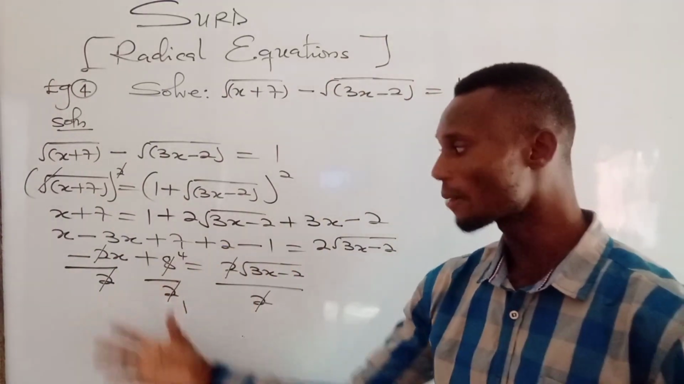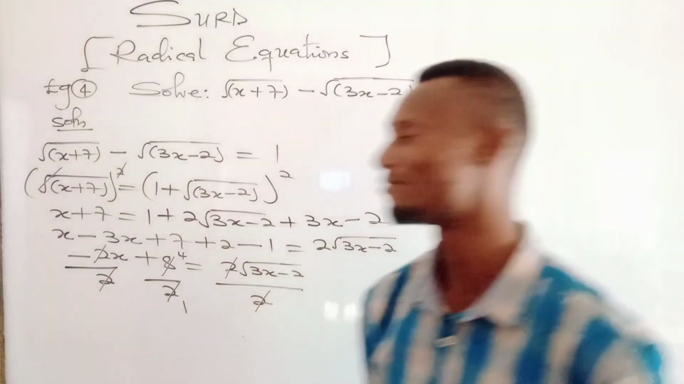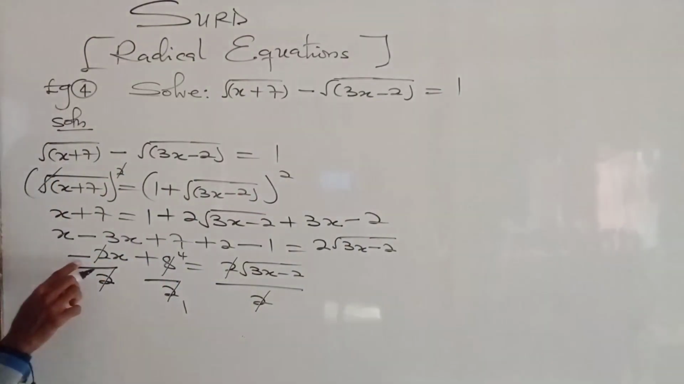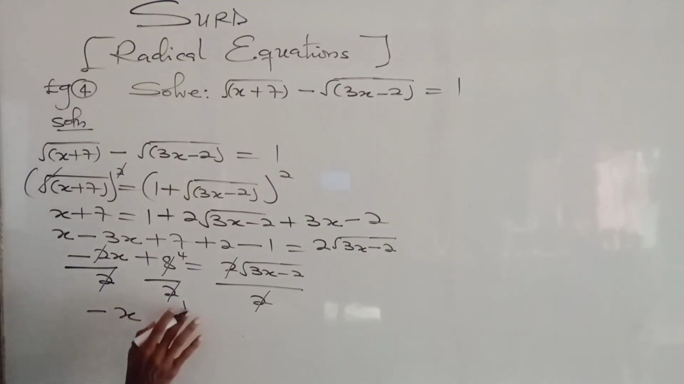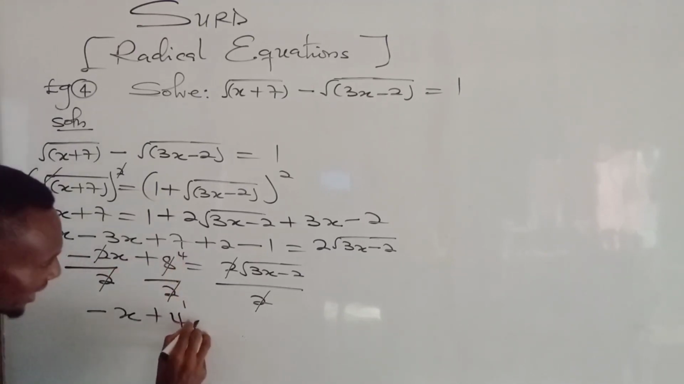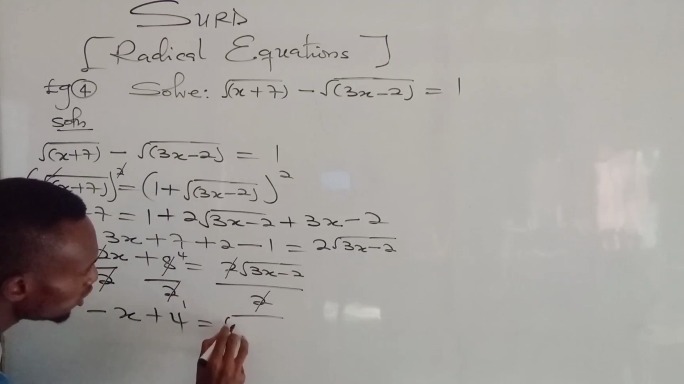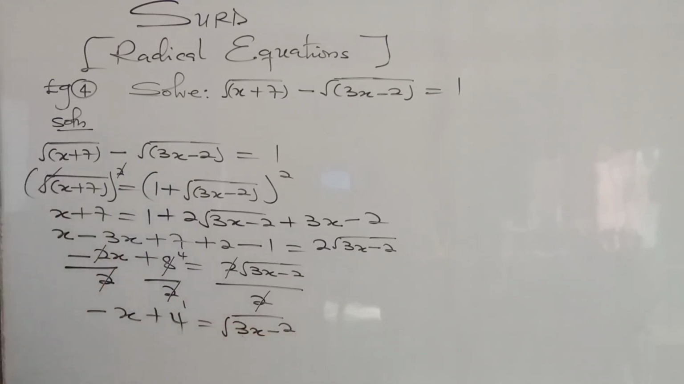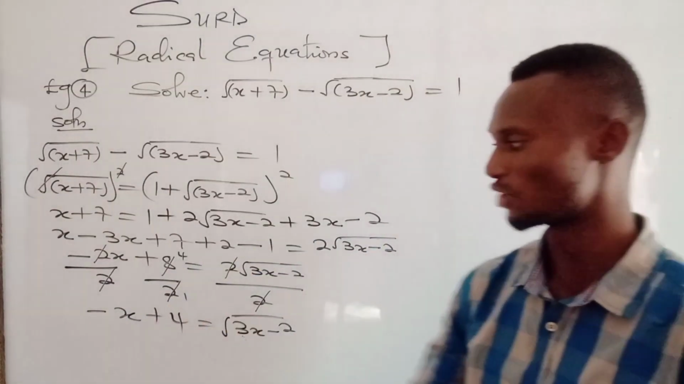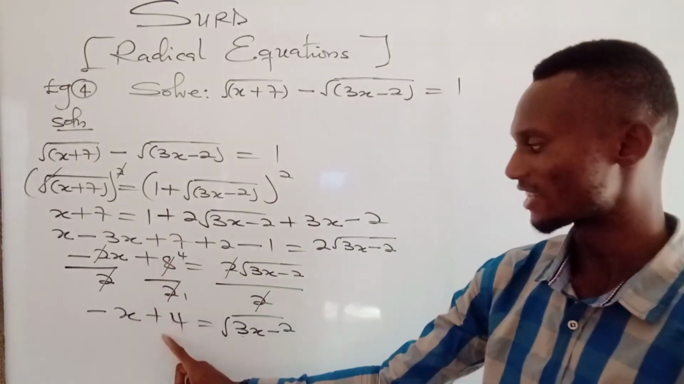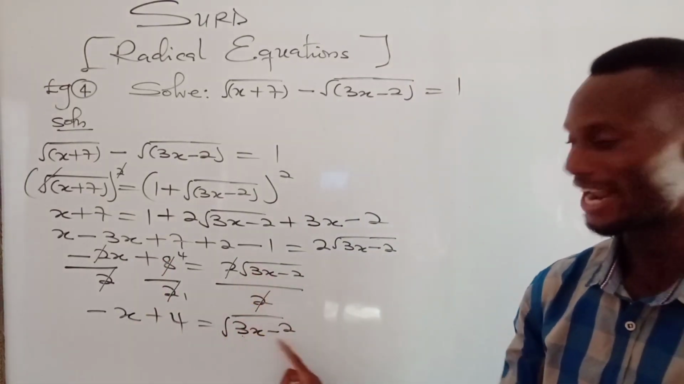So from here, let's go ahead and write down what we have left. What I have left here is minus s. Please take note of the negative sign. So I have minus s plus 4 equals to what I have left here, root of 3s minus 2. I hope you understand and you agree with me up to this point. All that we did is to write down what we have left: minus s plus 4 equals root of 3s minus 2.